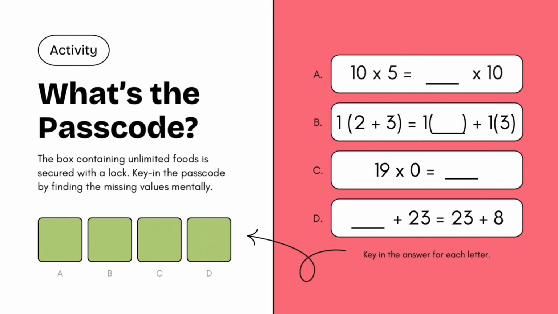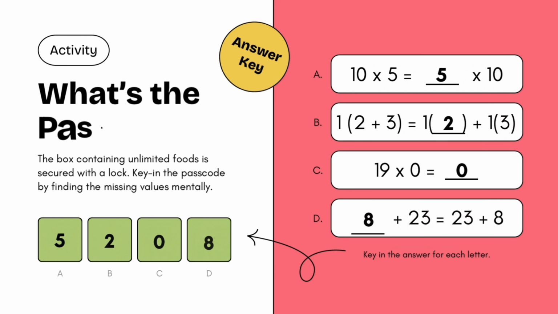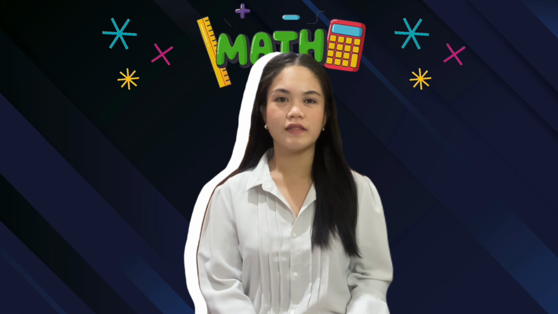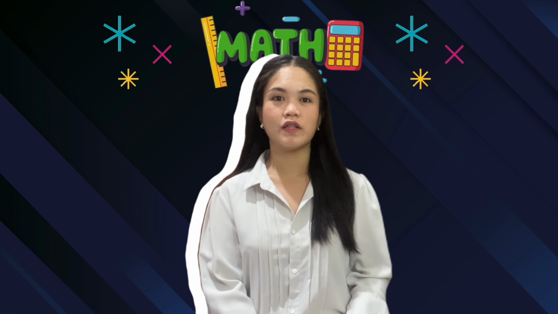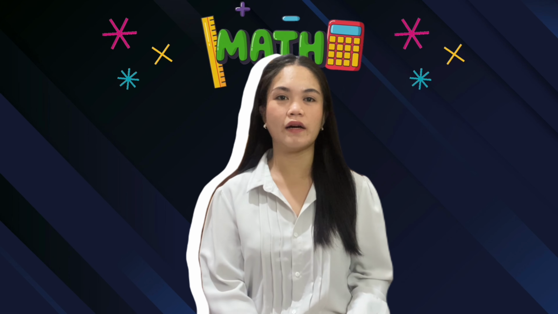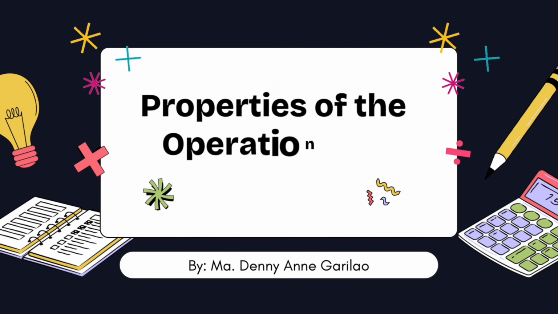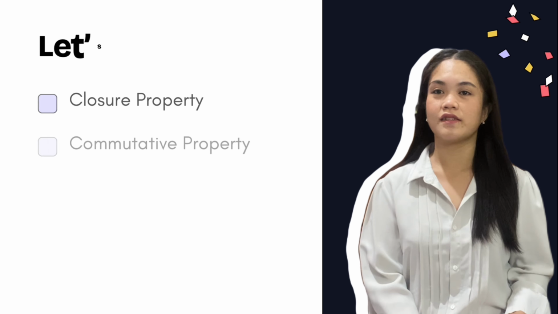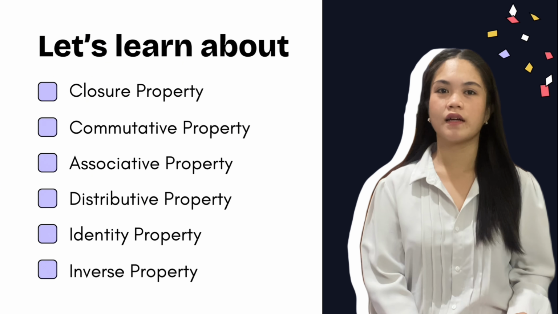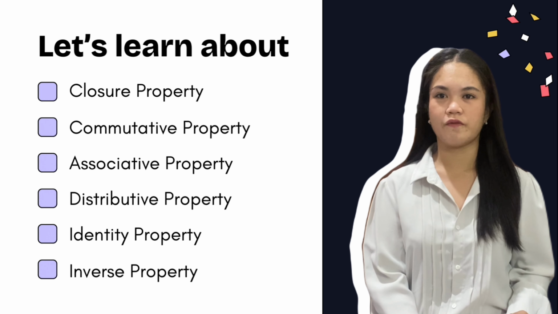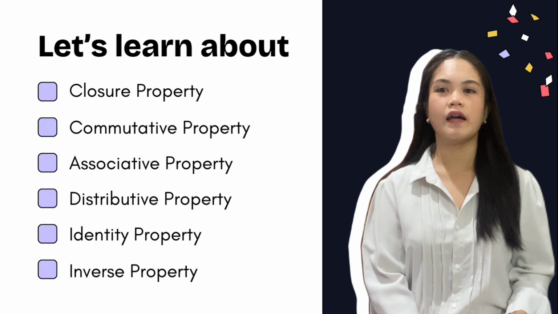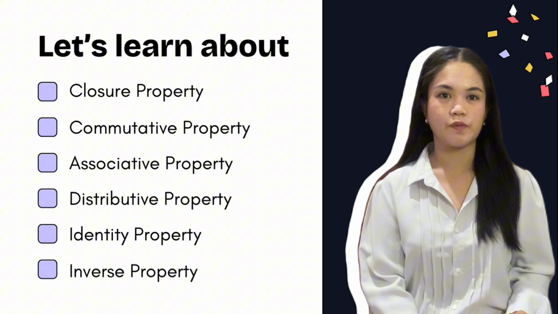Time's up! So the answer is 5208. Well done, everyone! Let's now move on to our main topic, which is all about properties of the operations on integers. Let's learn about closure property, commutative property, associative property, distributive property, identity property, and inverse property.